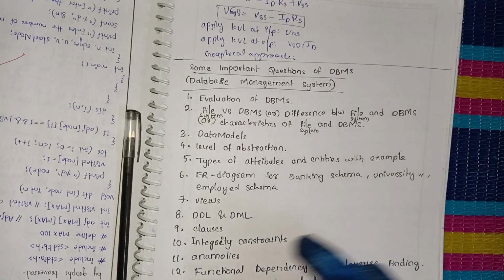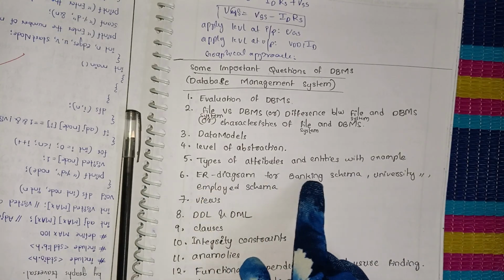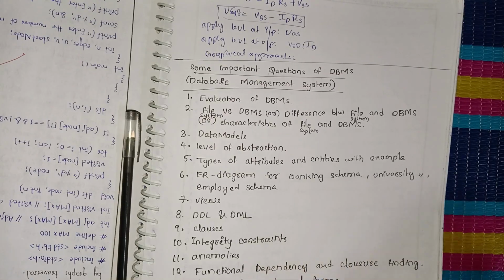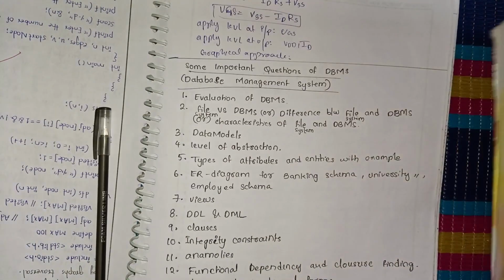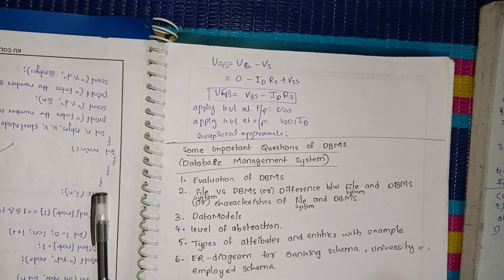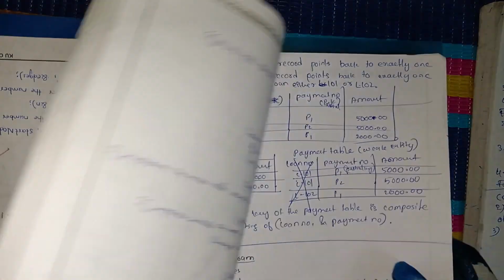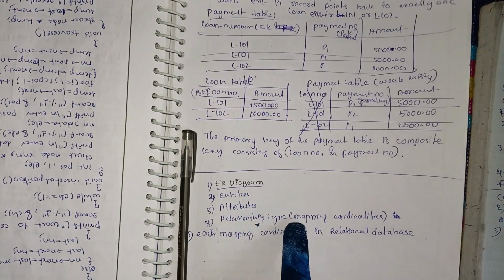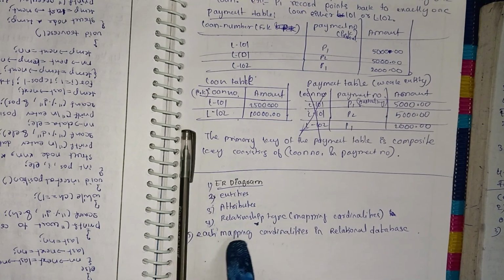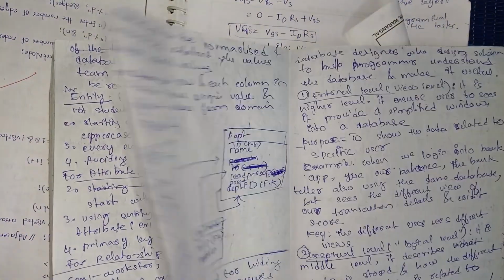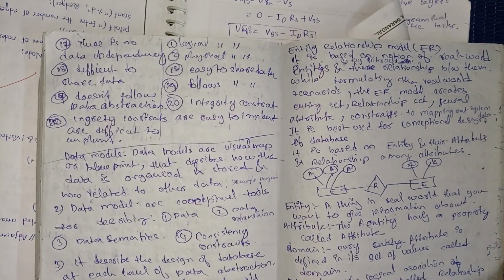In the previous class, I explained the ER diagram for the banking schema. Now, in this class, I will explain the ER diagram for the university schema. First we will see what the entity relationship data model is, and then we will see the ER diagram, entities, attributes, and relationship types, meaning mapping cardinalities, each mapping cardinality in a relational database. So first, what is the entity relationship model?